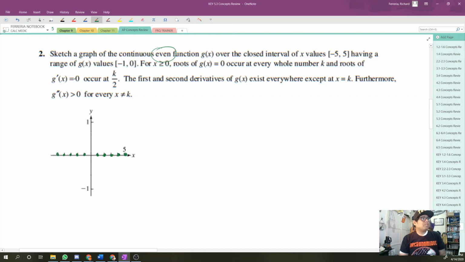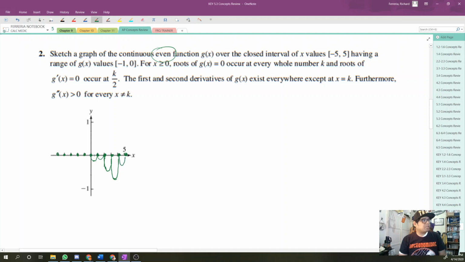The derivative equals 0 at every k over 2. Okay, and then the first and second derivatives exist everywhere except at x equals k. And furthermore, we're always concave up. So what that says to me is that concave up and below the axis, halfway in between, we have a horizontal tangent line. So maybe this will go like this. But in any case, this kind of looks like, well, like the curtains, drapery. So something like this.